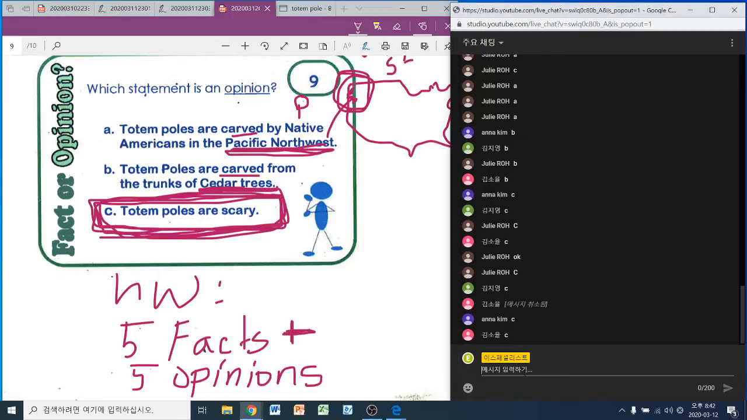It's break time now, break time for 10 minutes. Break until 8:52.